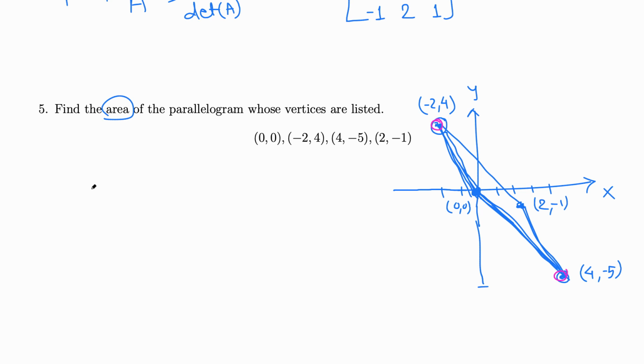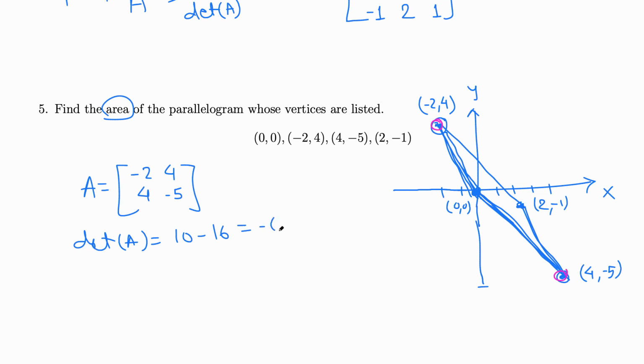Okay, so we have the matrix, and it doesn't matter which one you write first: negative 2, 4, and 4, negative 5. Now we can find the determinant. Negative 2 times negative 5 is 10, minus 16 is negative 6. So the area will be just the absolute value of this, which is 6.